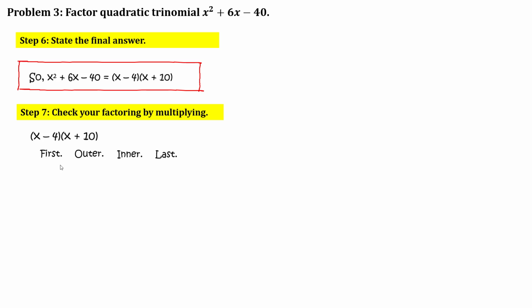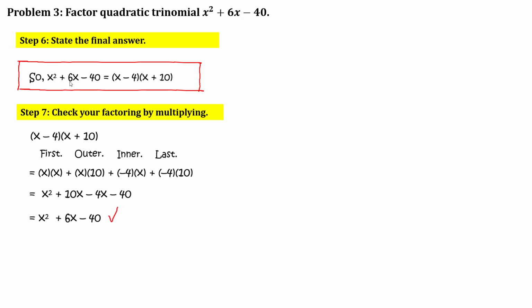I'm going to look at the product of first terms, then outer terms, then inner terms, then last terms. The product of first terms is x times x. The product of outer terms is x times 10. The product of inner terms is negative 4 times x. The product of last terms is negative 4 times 10. And then I multiply: x squared plus 10x minus 4x minus 40. Simplify: x squared plus 6x minus 40. And that's what I want, right? x squared plus 6x minus 40. Good. So your factoring is correct.